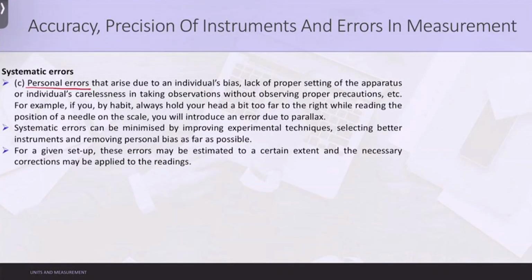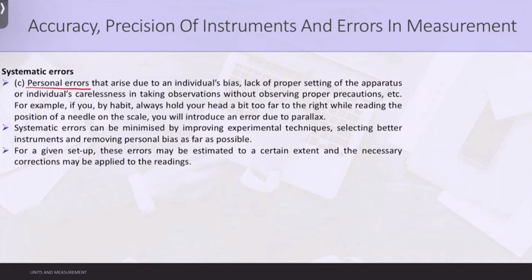Personal error arises due to an individual's bias, lack of proper setting of the apparatus, or an individual's carelessness in taking observations without observing proper precautions, etc. One example is also given. For example, if by habit you always hold your head a bit too far to the right while reading the position of a needle on the scale, you will introduce an error due to parallax. Quite evident, we understood the basic concept of parallax in the previous lecture only.